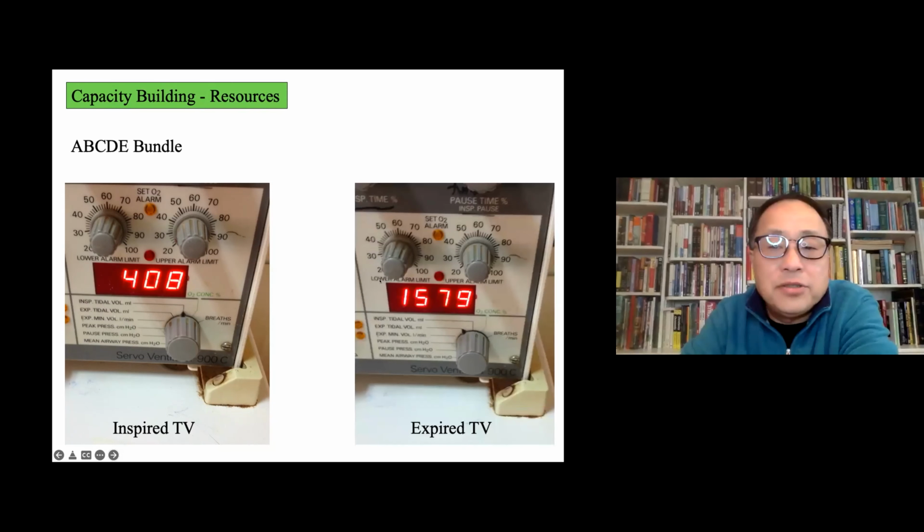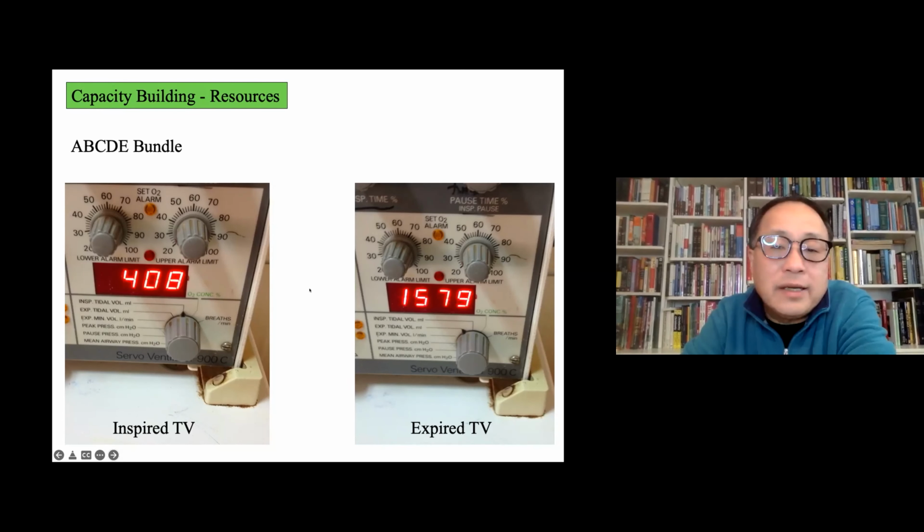But the same machine is telling you that it's actually now expiring 1,579. So obviously this discrepancy between inspired and expired cannot exist in an equilibrium. And what this most often represents is some kind of a calibration error in the machine, which means basically the machine is no longer functional.